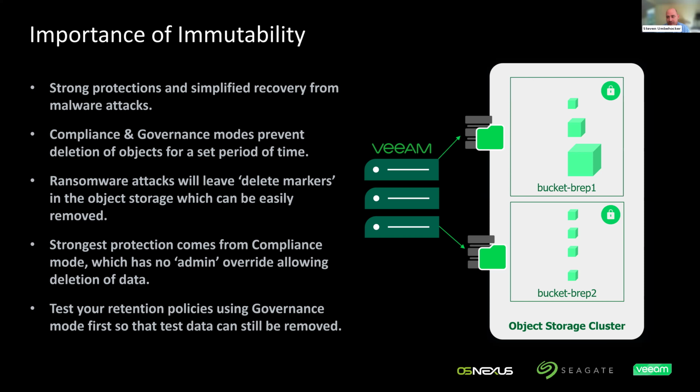There's a couple of modes there: governance and compliance mode. Governance mode is a little more flexible. If you try to delete things, it'll prevent that, but there are administrative overrides you could use to delete a bucket, say, for a customer that's no longer using the object store. Compliance mode is more for regulatory compliance, and there are no overrides. There's just no way to delete the data for the lifespan of the immutability.